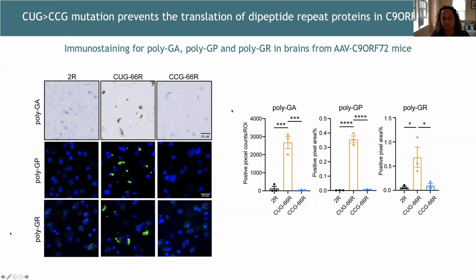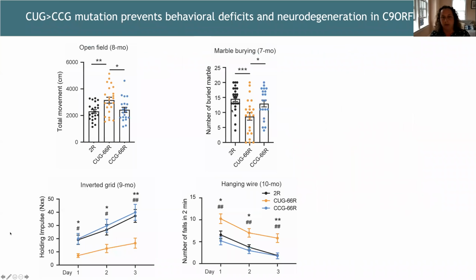But very interestingly, preventing the formation of the dipeptide repeat protein basically alleviated the behavioral phenotype of these mice. These mice had been shown with a 66 repeat to have abnormalities in open field, marble burying, inverted grid, and hanging wire. In all of these tests that we looked at, the mice in blue that have this CCG mutation do not have dipeptide repeat protein alteration and do not have the behavioral phenotype.